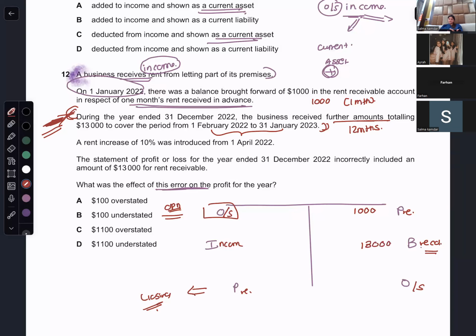So it is Feb, March, April, May, June, July, then August, September, October, November, December, and Jan. So they received 13,000 to cover up till then. That means prepaid is for how many months? Prepaid is for 12 months... Year is ending when?